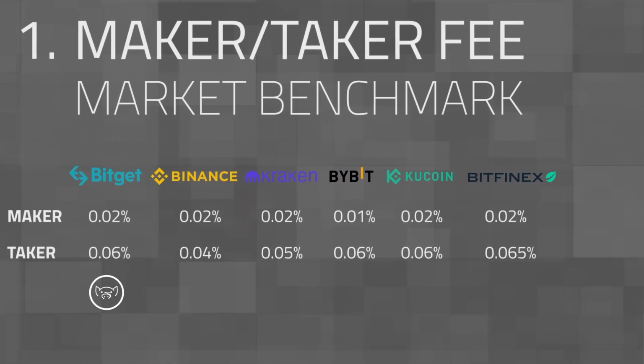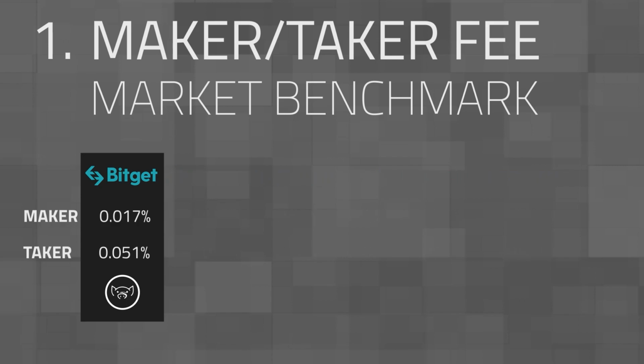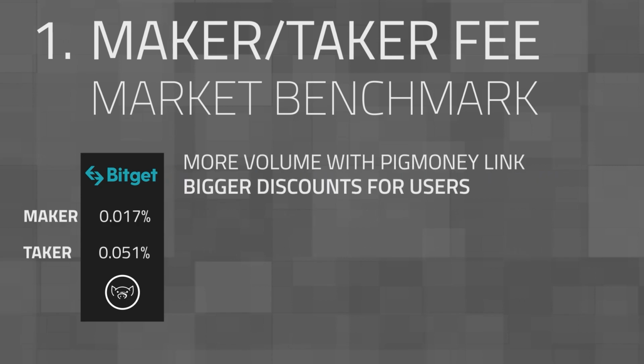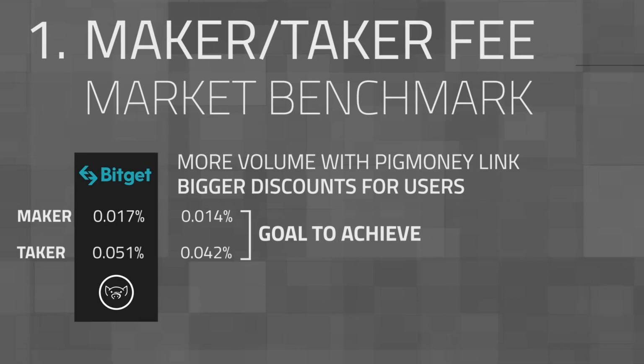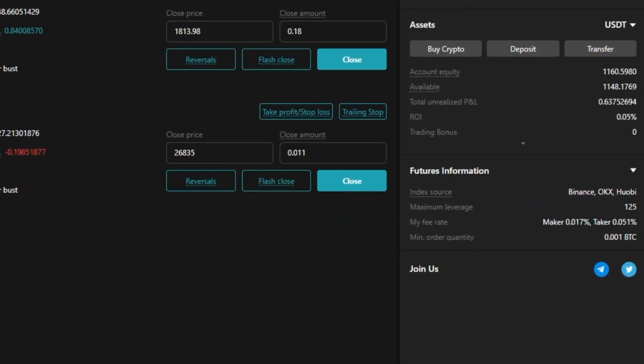At the moment, the reduced percentages are 0.017% for makers and 0.051% for takers. This will put Bitget basically almost on the same level as Kraken Pro, which is pretty good. Now, I hope that there will be enough trading volume generated by the users who register with my link, because that will place me in a position to negotiate even better prices with Bitget. I would really love to see this fee pushed down to 0.014% and 0.042% respectively. I mean, that would be great to have without all this VIP bullcrap. By the way, you can check your current fee levels by going to futures information right here. And okay, that's about the maker-taker fees.